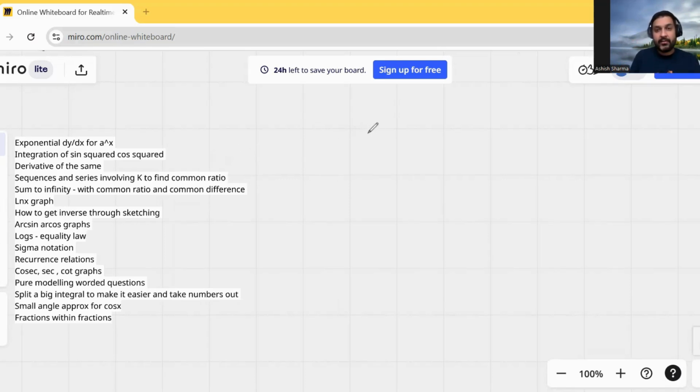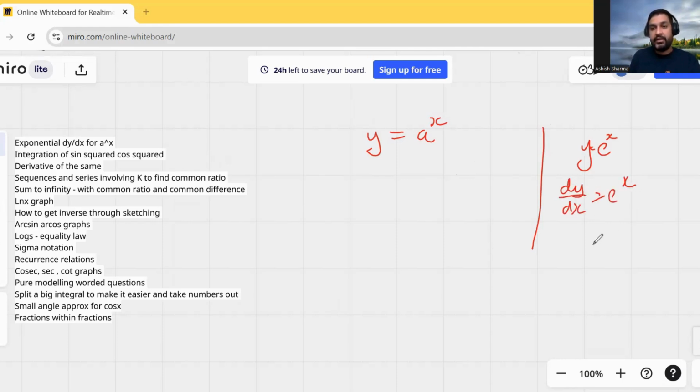So essentially, one of the things that is in your curriculum is the derivative of a to the x, an exponential function, which is not e. So you should know that y equals e to the x differentiates to itself, okay? But what about y equals a to the x? In that scenario, the result is as follows: a to the x ln a.